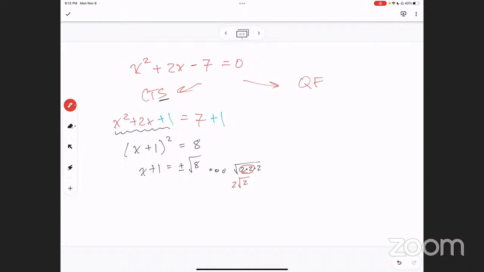Oh, is that the other way you would do that? Yeah, that's the way I always do it. Okay, let me write that down. So then subtract 1, and there's your answer.